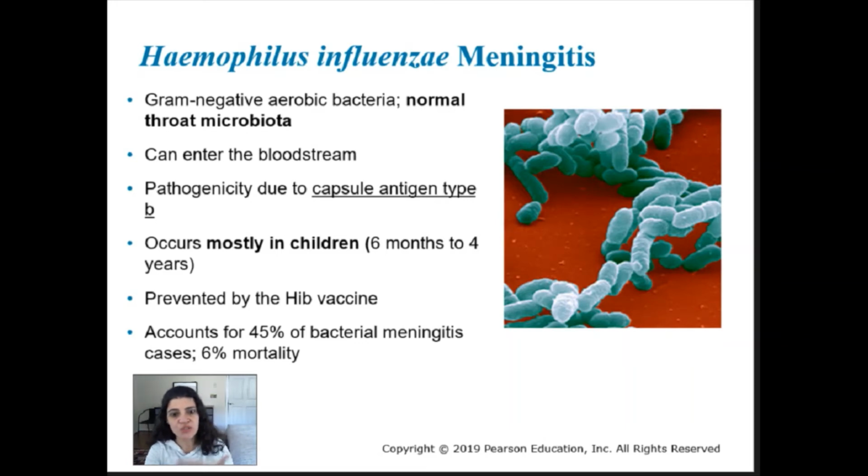That pathogen is going to have some type of tropism to get to the meninges, right? And then they can break that blood cerebrospinal fluid barrier and affect the meninges. It mostly occurs in children 6 months to 4 years, and it is prevented by the Hib vaccine that is given as 4 doses at 2, 4, 6, and 12 months of age. It accounts for 45% of the bacterial meningitis, and it has a 6% mortality.